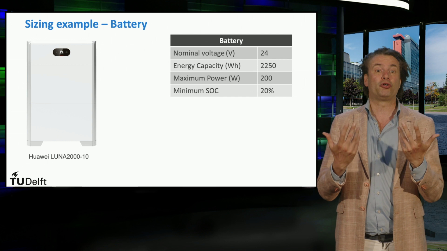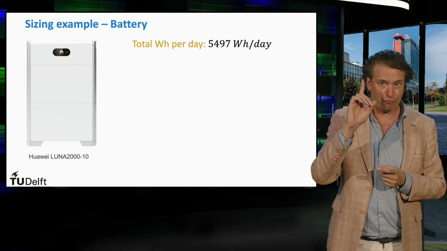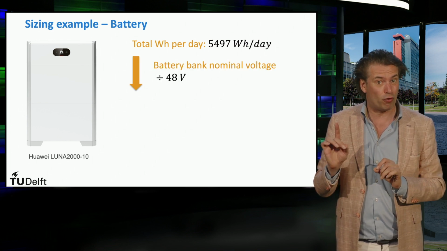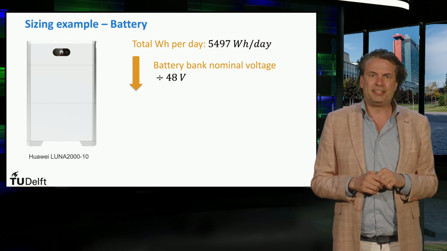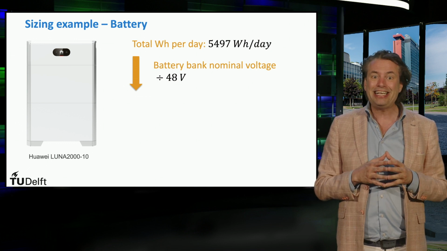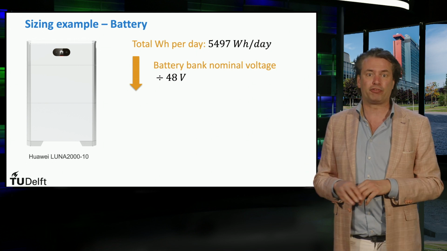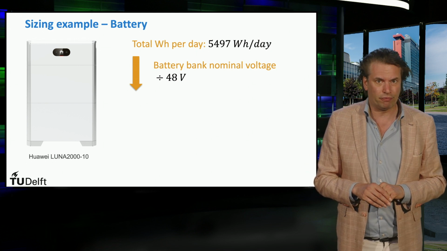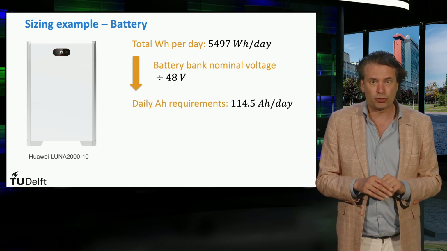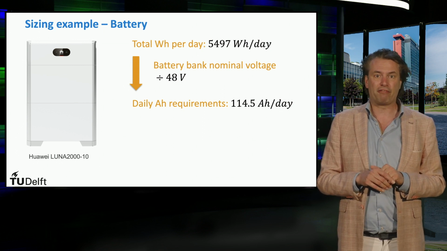Here we assume that the total battery bank is operating at a nominal voltage of 48 volt. Note that in the previous slide we learned that a single battery has a voltage of 24 volts. So the daily amp hours requirement is obtained by dividing the total needed 5497 watt hours a day by the nominal voltage of the battery bank of 48 volts. The daily amp hours requirement to be stored in the battery bank would be, in that case, 114.5 amp hours per day.